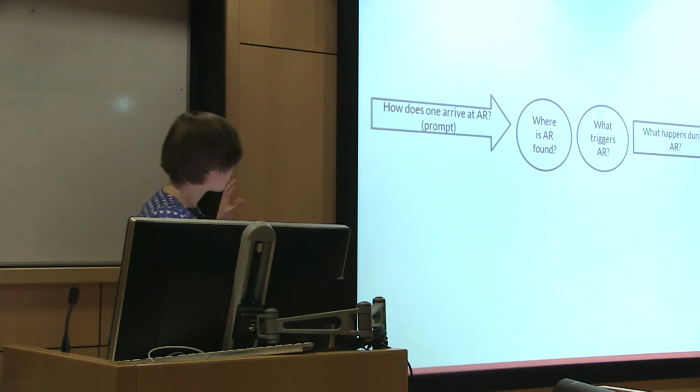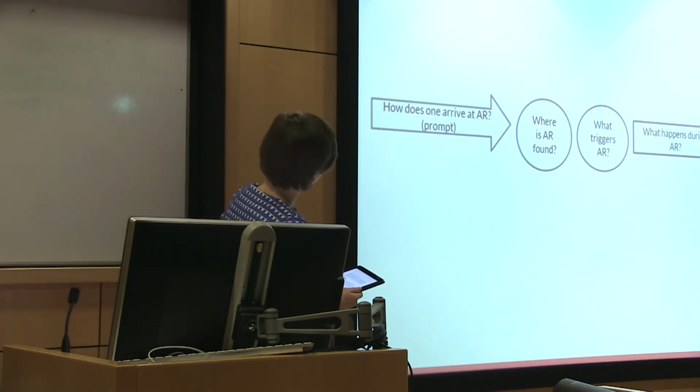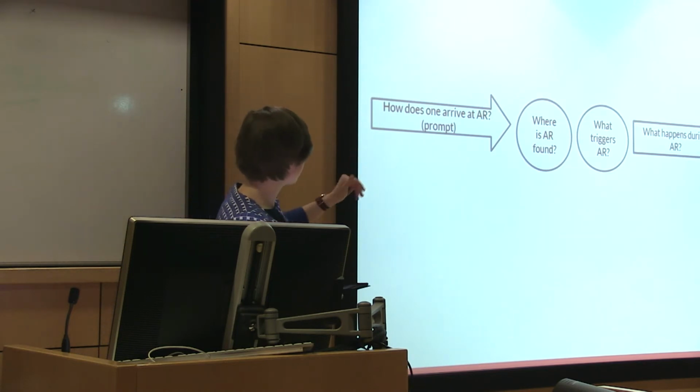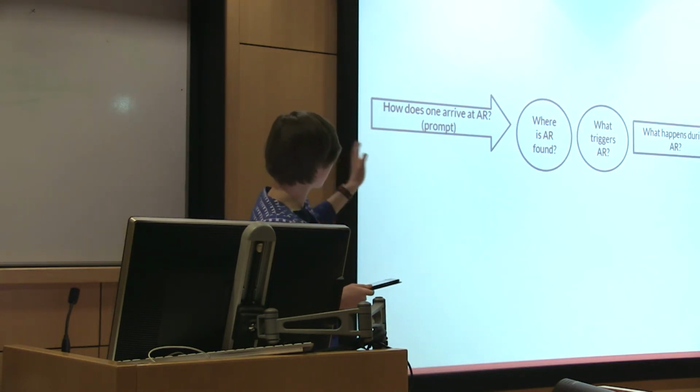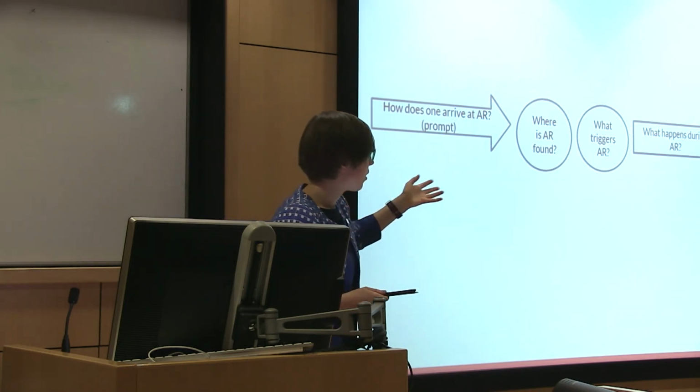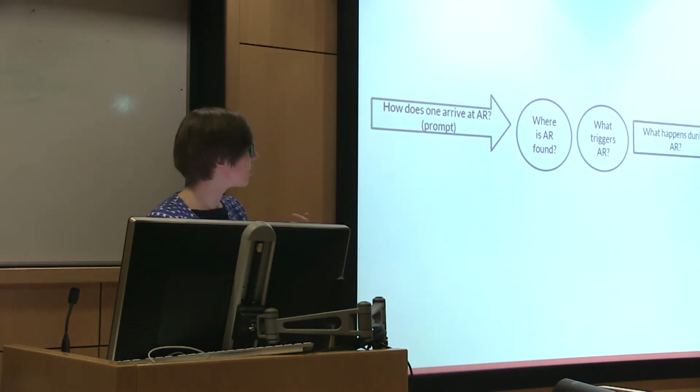So something got derived, which is a flow chart of how any AR experience is being experienced. Sorry for tautology, but the idea is the following. So how does one arrive at AR? Where is it found? What triggers AR? What happens during AR? What exactly does it offer? What can you do with it, and what follows afterwards?